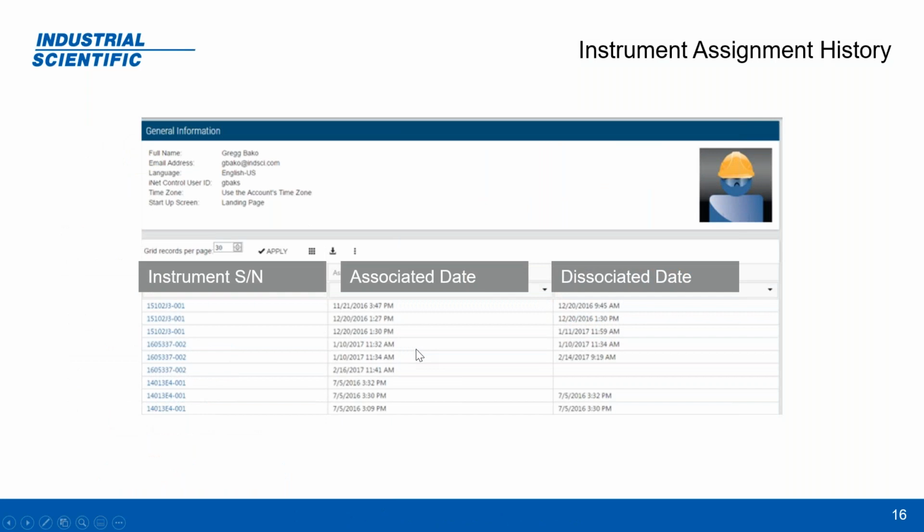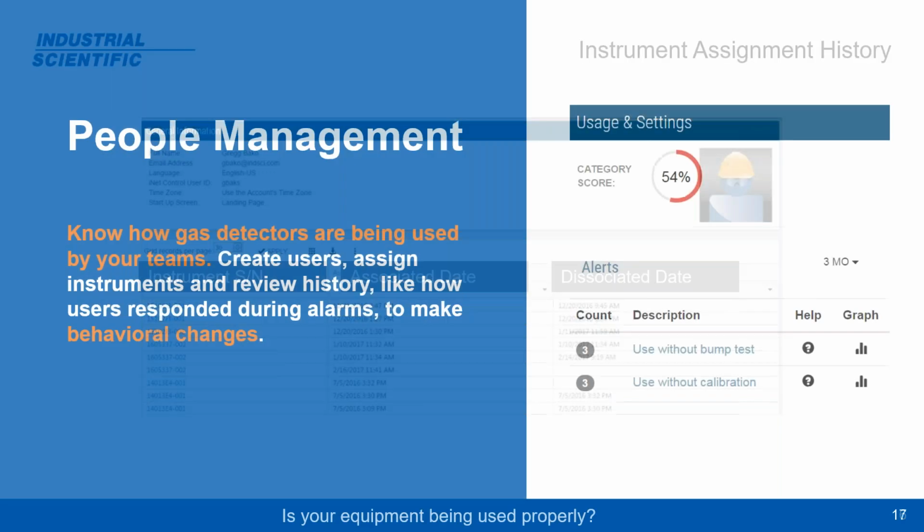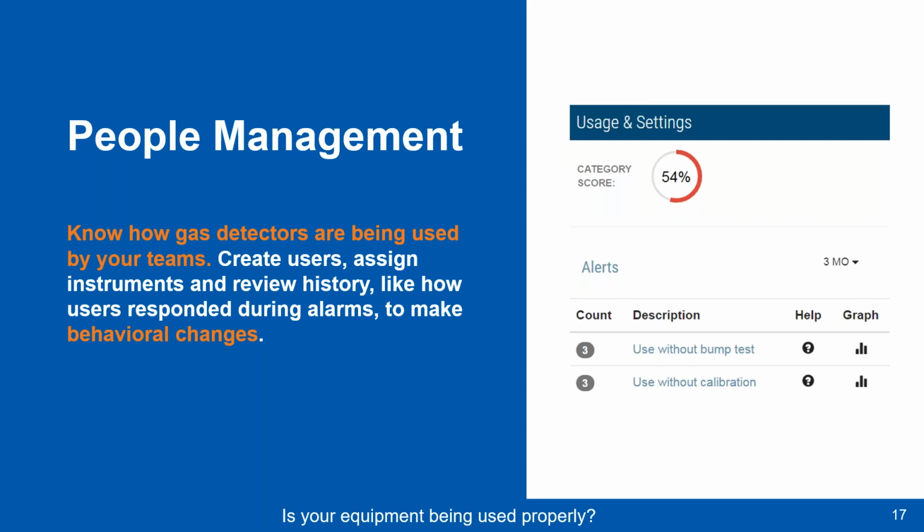And part of the people management side, as well as the equipment management side, is being able to know who has an instrument, who it is assigned to, who had it last, when it was assigned to them, when it was taken back from them or given back from them. All functions that you can follow in iNet Control, along with the other part of people management, which is the behavioral aspects. How are people using your instruments? How are they being used by your teams?